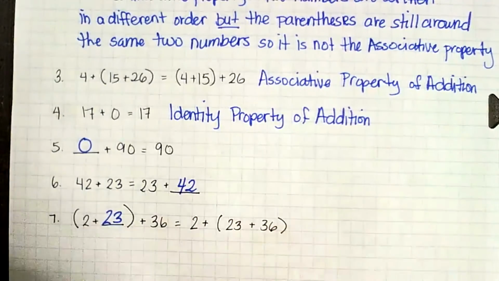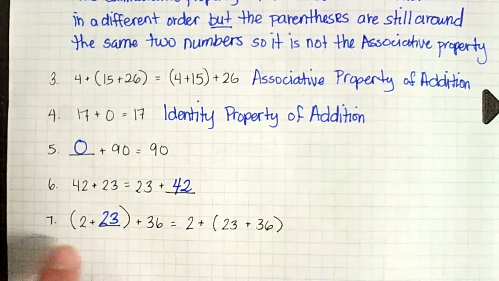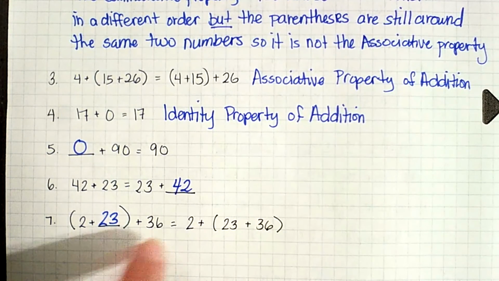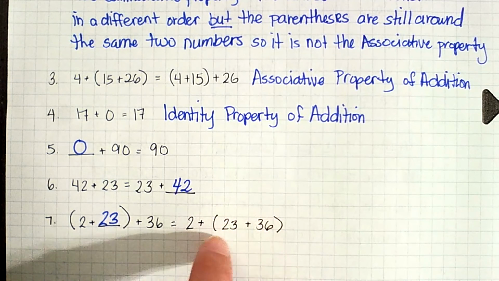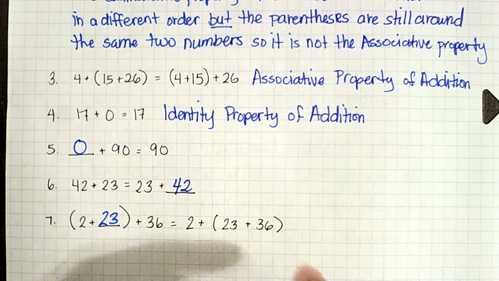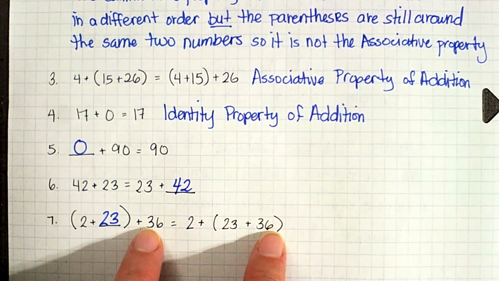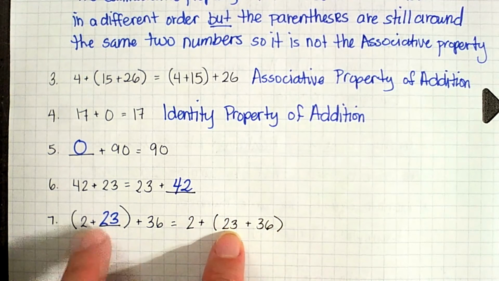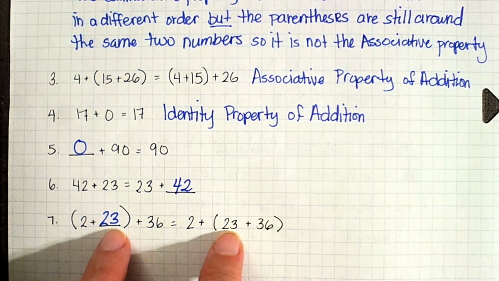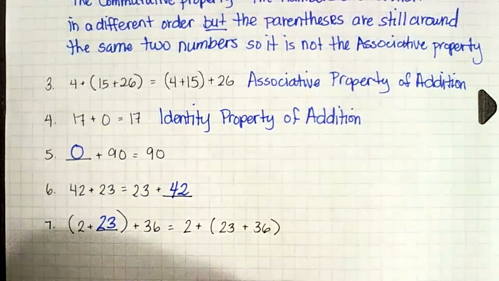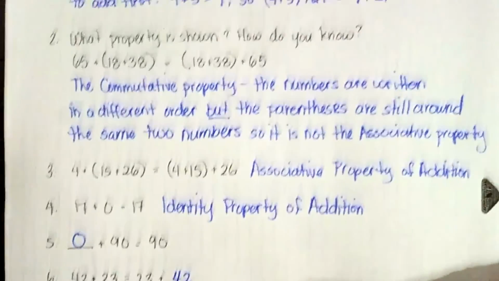And for number 7, we have our associative property, 2 plus a number plus 36 is equal to 2 plus in parentheses 23 plus 36. So we have the 36 on both sides. We have the 2 on both sides. The number that we were missing was the 23, so we're able to fill it in. That's it for your guided practice for this lesson.